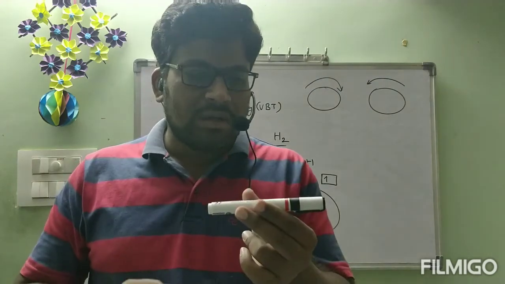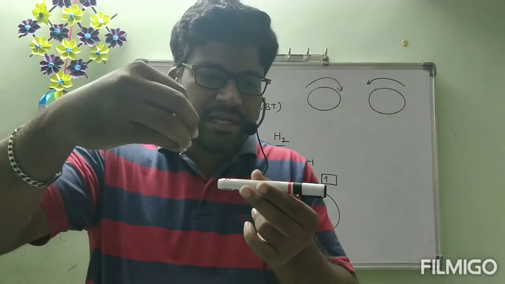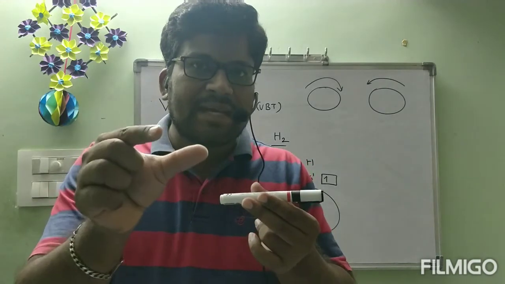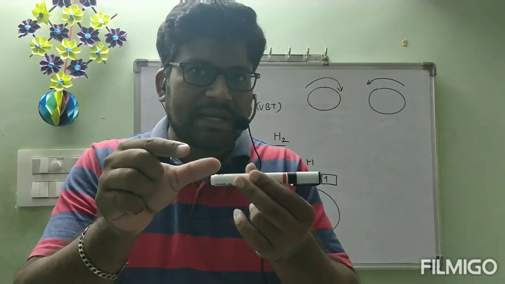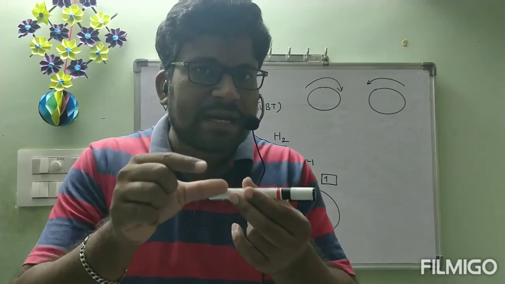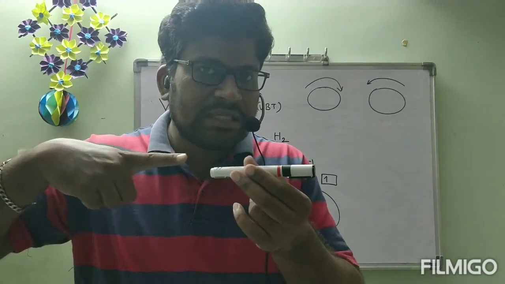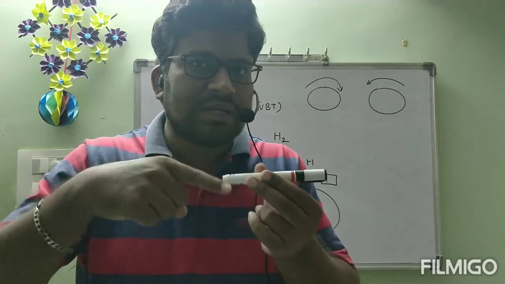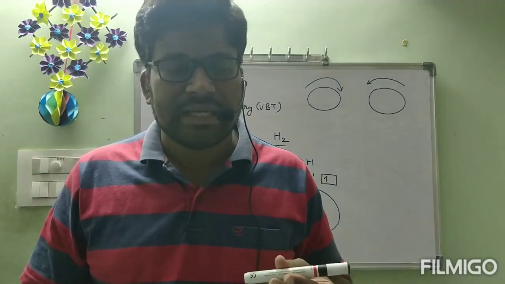Now, if you bring any magnet near to this wire, it will be attracted. If you bring the south pole of a magnet near to this wire, it will be attracted, because while electricity is flowing through the electrical wire, a magnetic field is naturally generated around it.